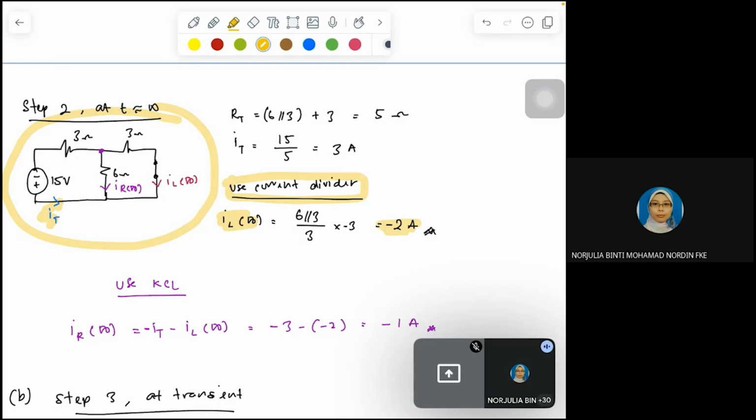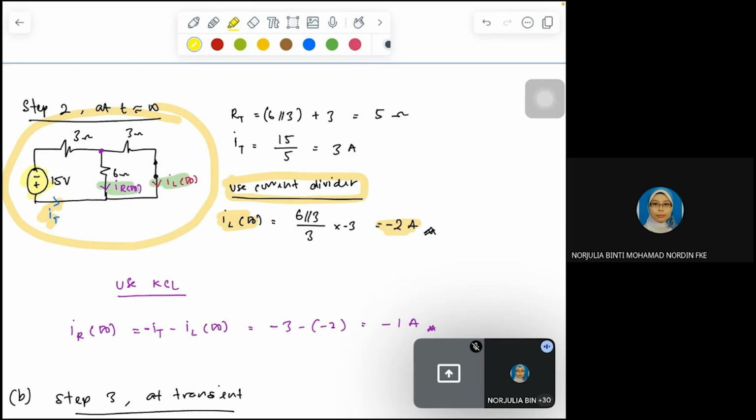It's due to the direction of your IT and your IL and IR. And why am I choosing my IT direction like that? It's due to my voltage source. As you can see, the voltage source polarity is opposite. The positive is at the bottom and negative is on the top. So as we know, the current will come out from the positive polarity.